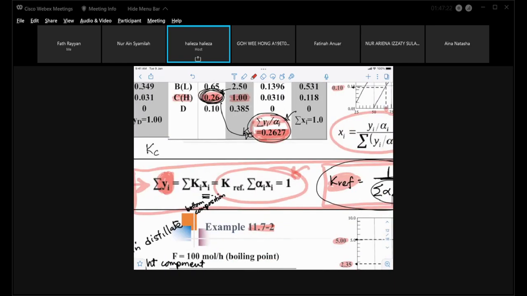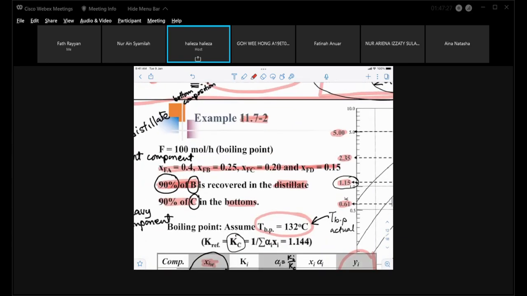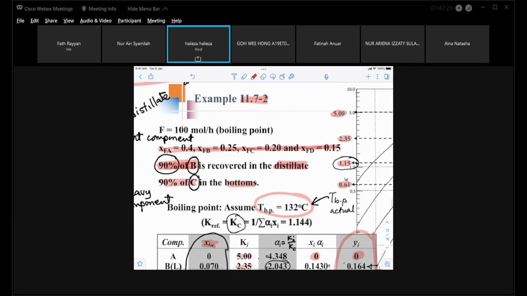So this equation that I'm zooming in on is actually for the boiling point, which is for that part of the slide. So I got it correct. I thought I got it wrong. Any questions?